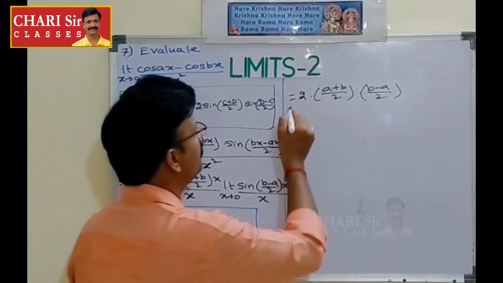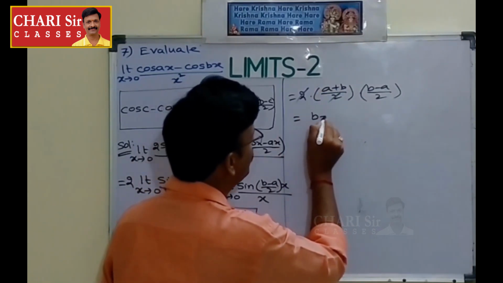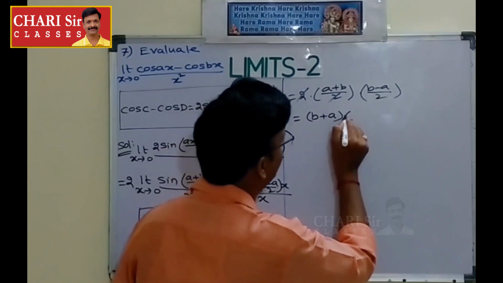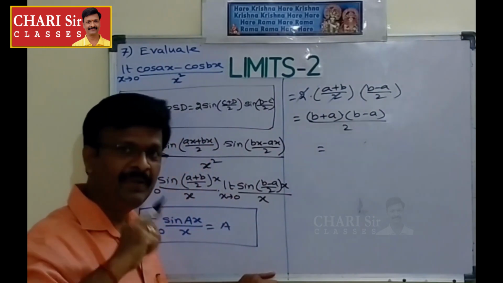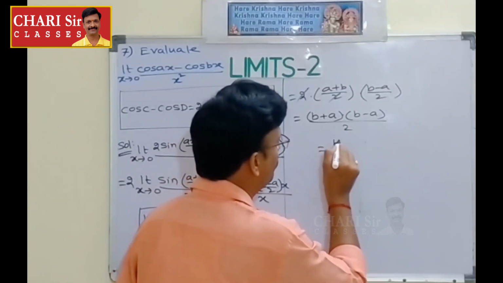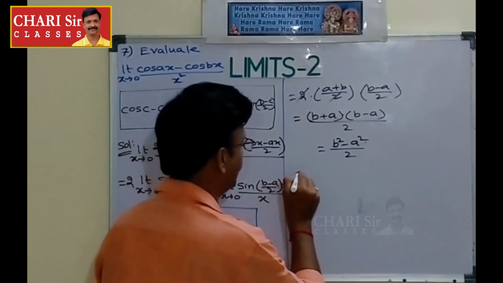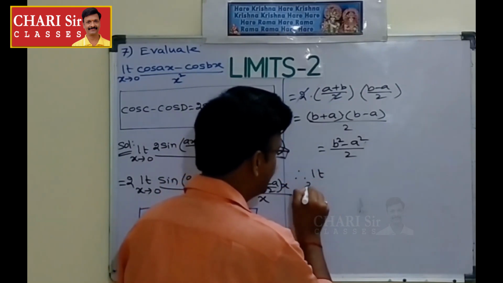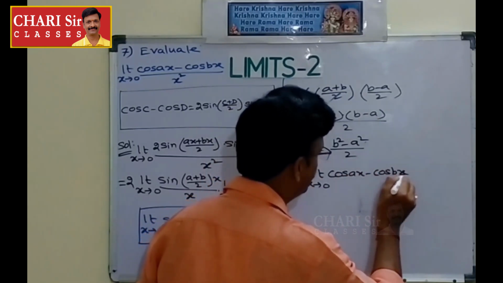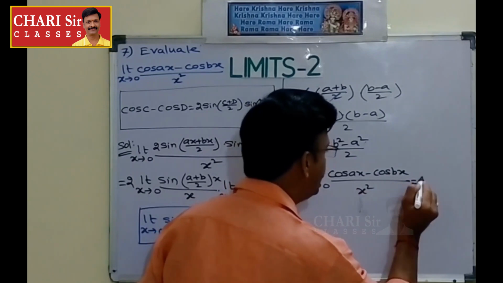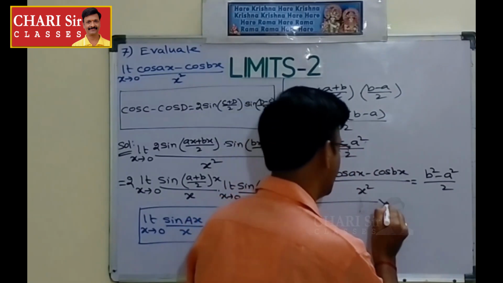Now we can also simplify here, 2 and 2 get cancelled. Here a plus b can also be written as b plus a, into b minus a, total divided by 2. That equals b plus a into b minus a, that is b square minus a square by 2. This is the limit value of the given function. So the final answer: limit x tends to 0 of cos ax minus cos bx by x square is equal to b square minus a square by 2. This is your final answer.